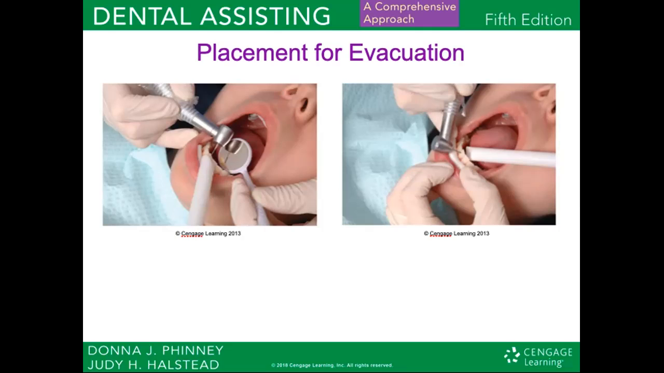This picture to the right shows the evacuator tip positioned parallel to the lingual surface of the tooth. In both of these pictures, the dentist is working on the same tooth, but we can see the different positions they have the handpiece. If they're working near the lingual surface, you'll put the evacuator tip on the facial surface. If they're working on the facial surface, you're going to put that evacuator tip on the lingual surface. So always try to get out of the way, but at the same time, you want to be effective with the evacuator and make sure you're keeping their field of vision clear.